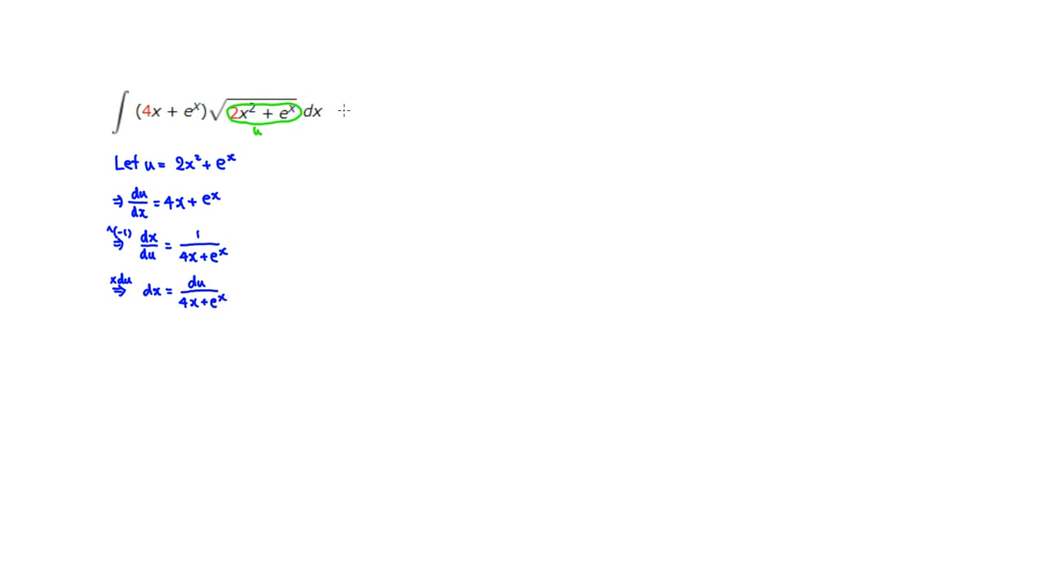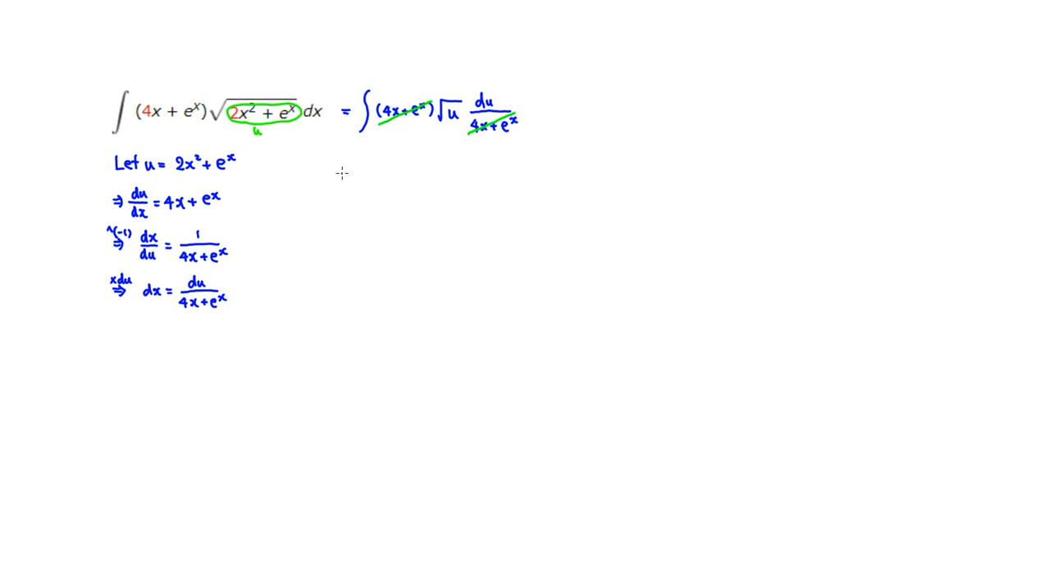All right, so we can rewrite this integral as, I'm going to leave the quantity 4x plus e to the x as it is. Then we have a square root of u, right? Then dx is equivalent to du over 4x plus e to the x. All right, so luckily we can cancel 4x plus e to the x on top and exactly the same thing sitting on the bottom. We can cancel them out.